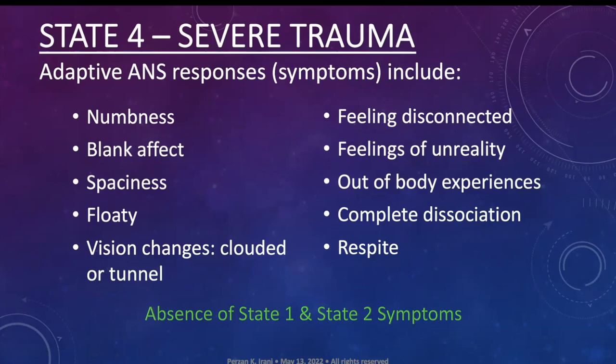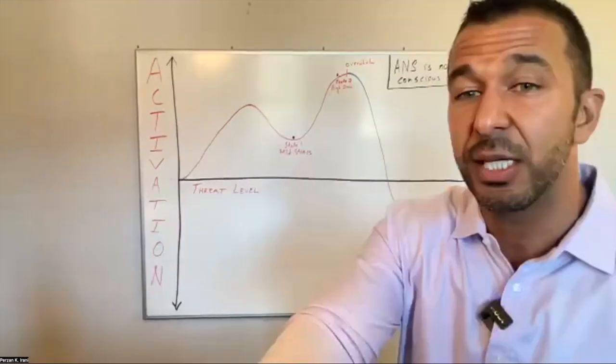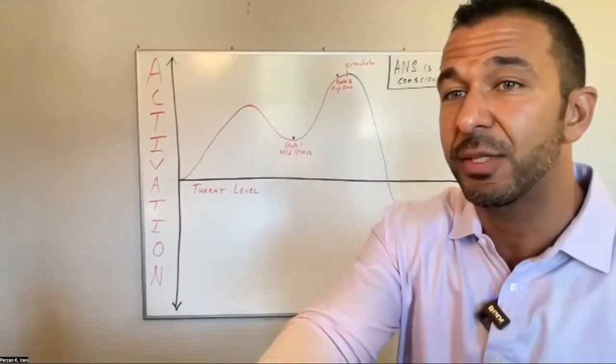And state four is kind of a respite, right? Because the distinction between state four and state three is there's no solution, but there's also the absence of state one and two symptoms. So remember, state three was the gas pedal and the brake fully engaged. State four, you don't have that anymore. You don't have the gas pedal, right? It's just complete dissociation. It's a complete parasympathetic response.